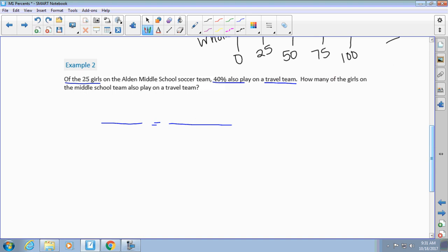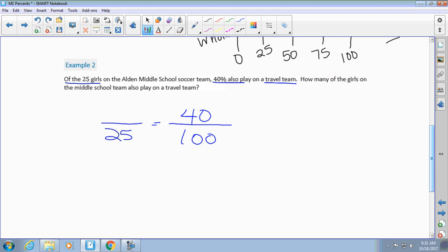So of the 25 girls, Carly said this, and where do I put the 40%? Jaden, say it real loud. On top of the second one. Yep, on top here. And where are the free gummy bears? Right here, okay? So, yes, please, we'll take those. It's a free 100, okay?